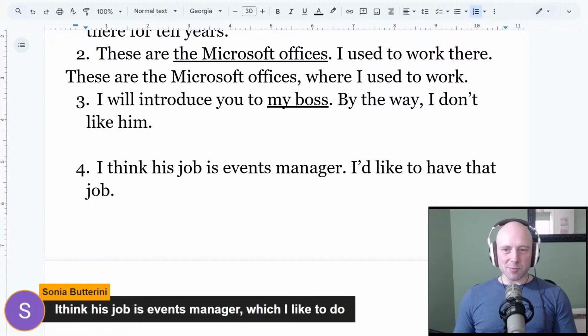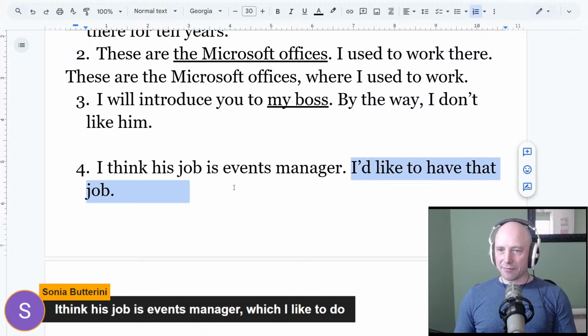That's right, Sonia. Well done. The important choice here is that you use a non-defining relative clause. Again, this is by the way information, isn't it? I think his job is an events manager. By the way, I'd like to have that job. So we're adding by the way information. So we use a non-defining relative clause like Sonia has done.